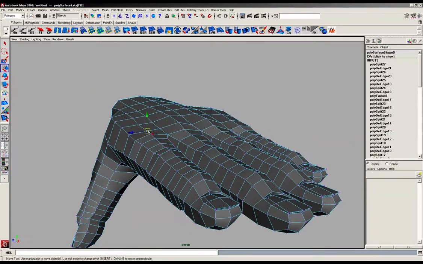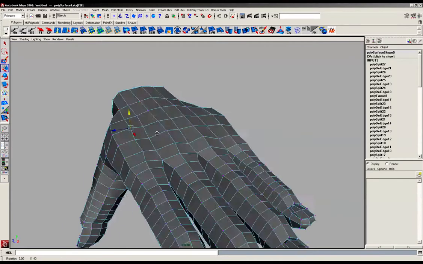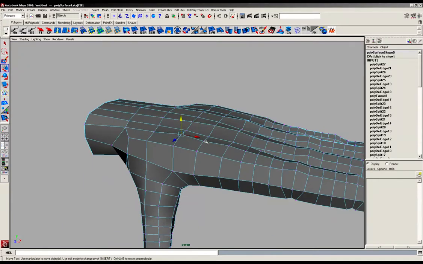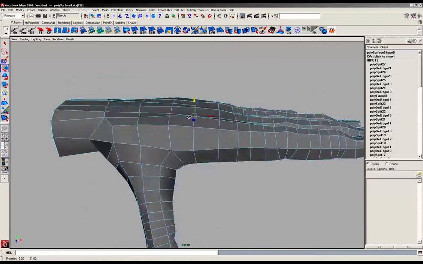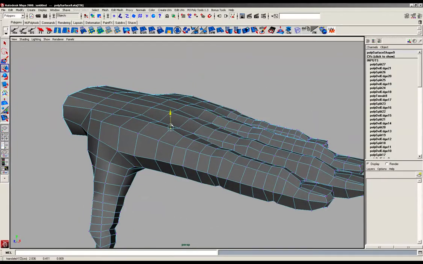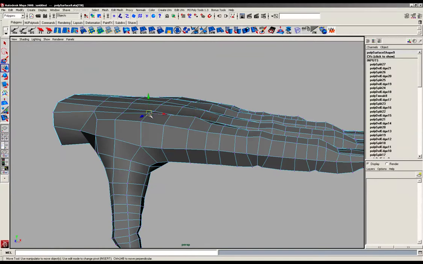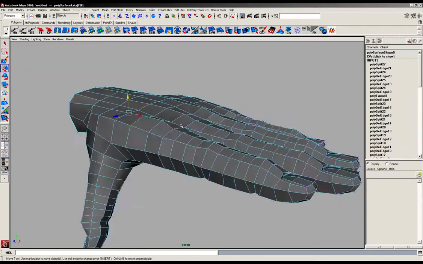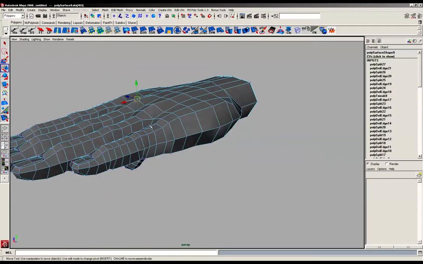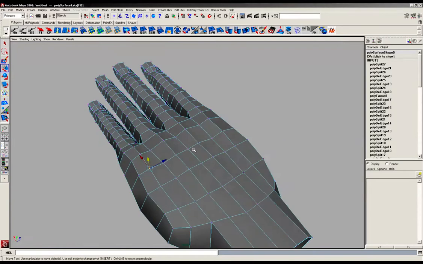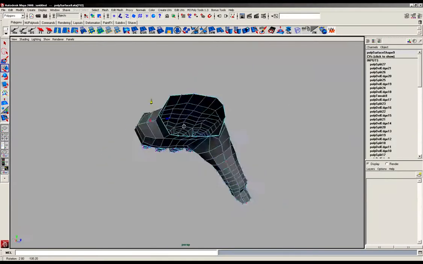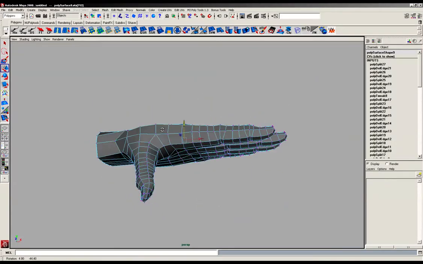Okay, so it's pretty much done. Just going to tweak the tops of this. Just get a little bit of tendons sort of going on in there. Okay, like so. There we go. That's pretty much there, I think.